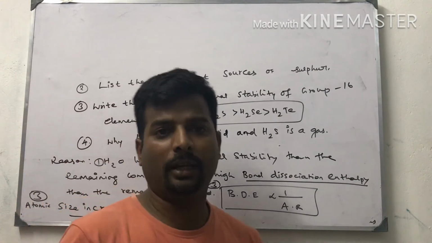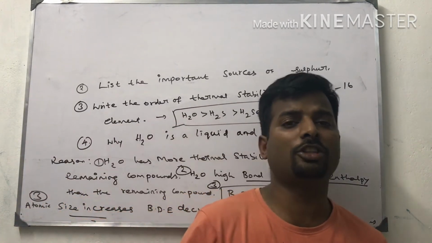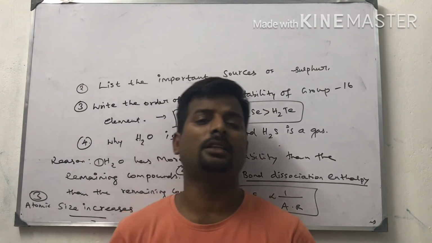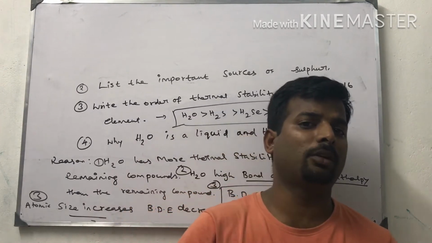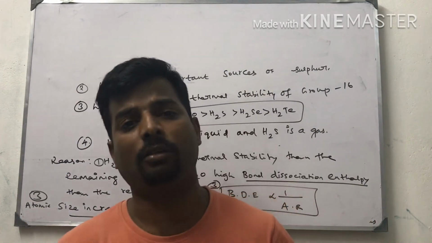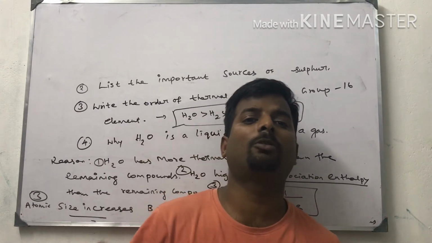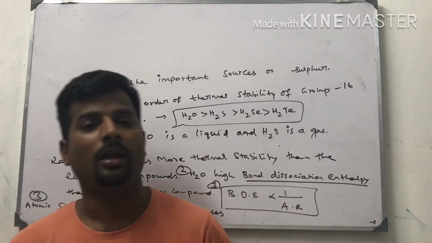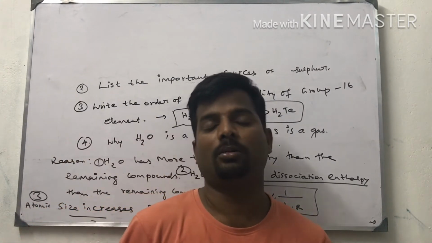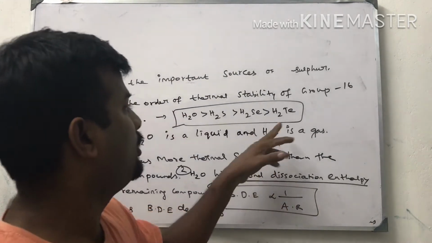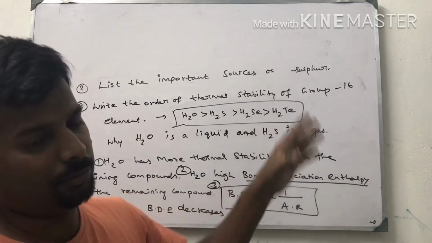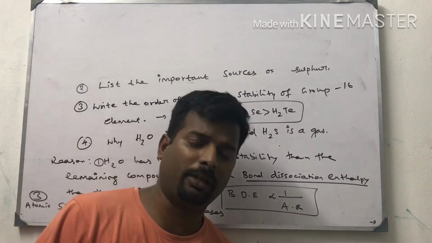If the size of the atom increases, bond dissociation enthalpy decreases, because the attraction between the nucleus and the outermost electron will be less. So less amount of energy is required to remove the electron. Okay, that's the thing given. H2S is a bigger atom, so bond dissociation enthalpy is less.